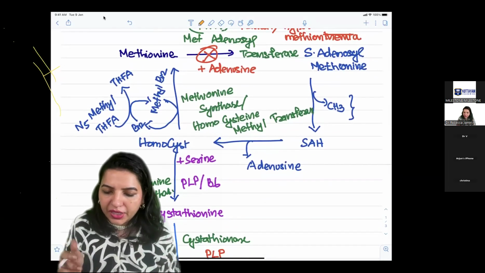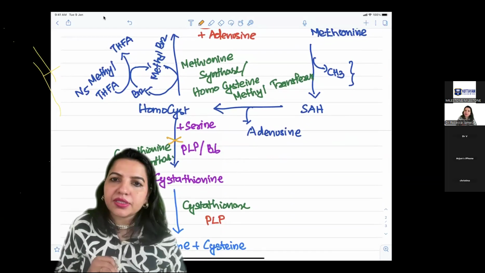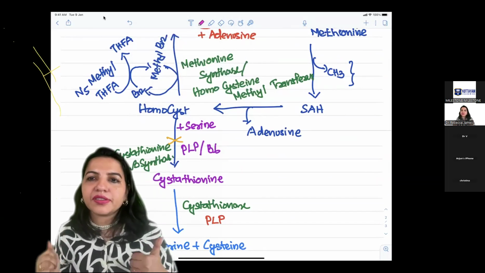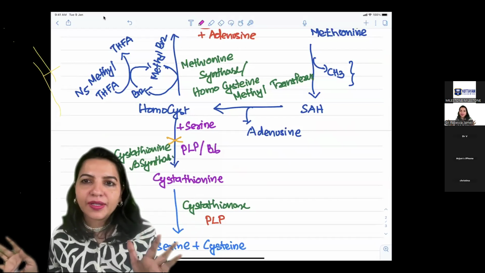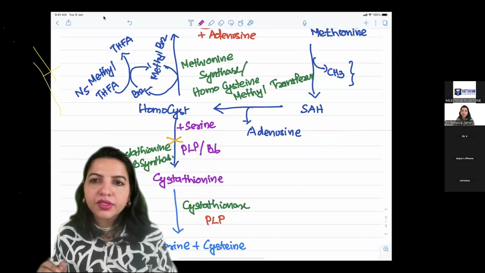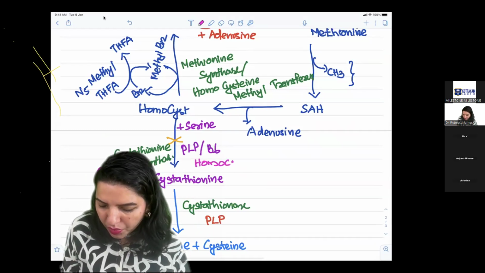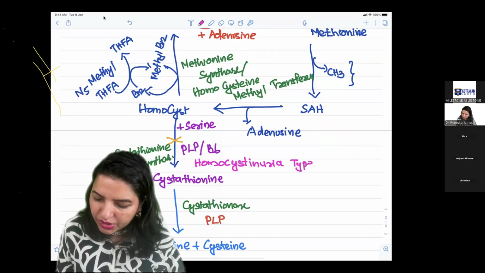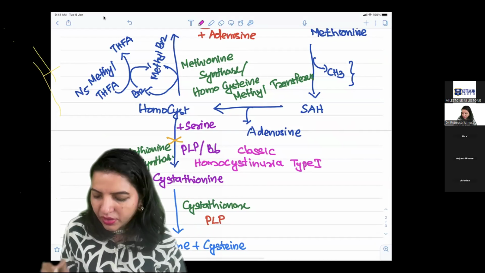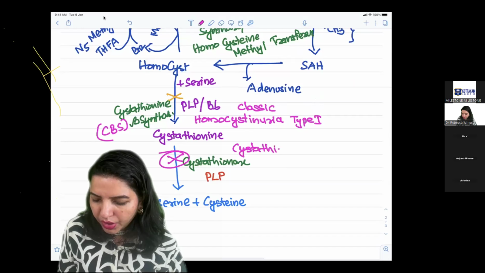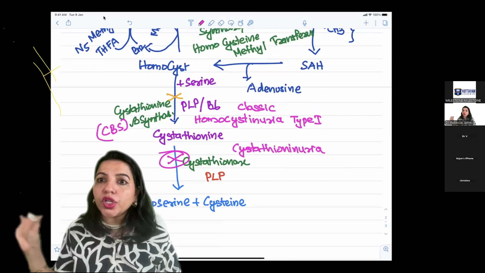Next, what you have to see is this defect, cystathionine beta synthase. Cystathionine beta synthase defect, CBS defect, causes what? Tell me. Yes, that spelling is very important. It is homocystinuria. And this we can write as homocystinuria type 1 or as the classic homocystinuria. Then if there is a block here, it causes cystathioninuria.